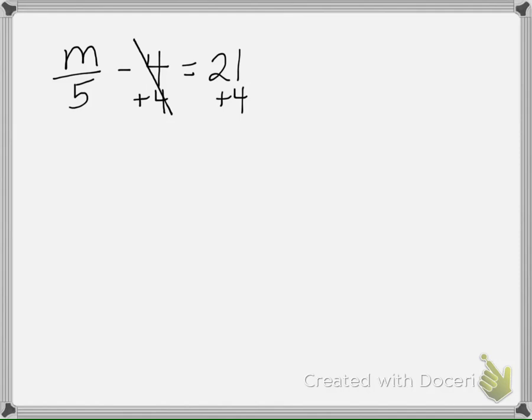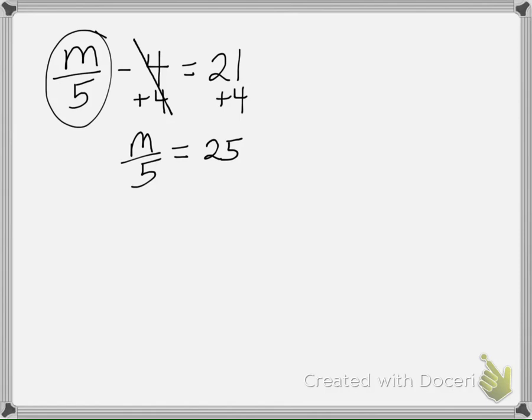All right, if we look at number 6, this one is also a division problem. We have m divided by 5 minus 4 equals 21. So our first step in solving this one is going to be, again, to get rid of the addition or subtraction, in this case subtraction. So I'm going to add 4 to both sides. On the left-hand side, adding 4 just cancels out the subtracting 4. So what I'm left with is m divided by 5. And on the right-hand side, I have 21 plus 4, which gives me 25.